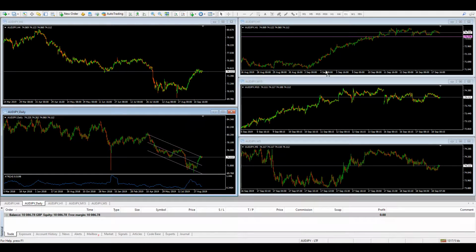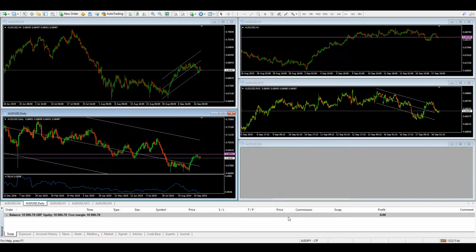AUD JPY, won't labour the point because this is very similar to the last one, interacting with resistance here, interacting with the upper edge of our standard deviation. That's bullish. Support here needs to be broken, so wait for that to be broken before attempting to short. So pass on that.